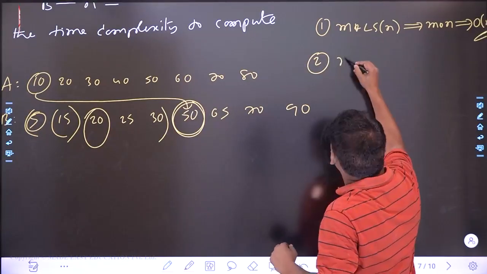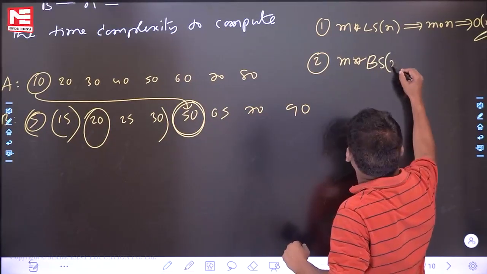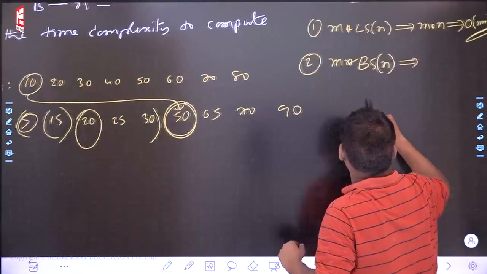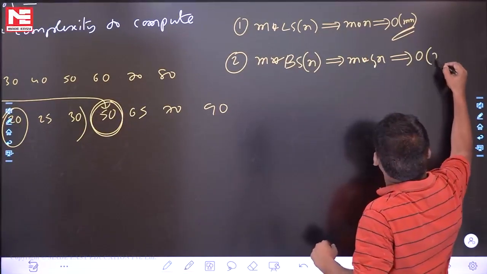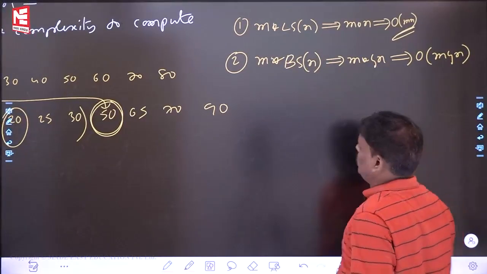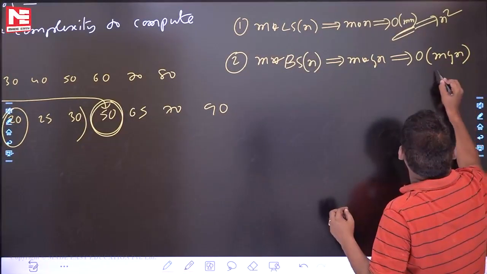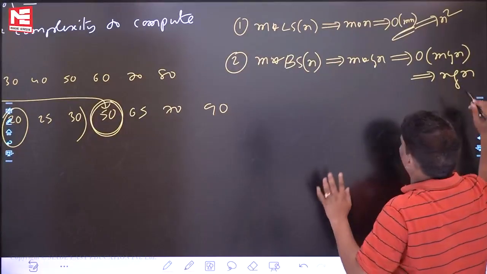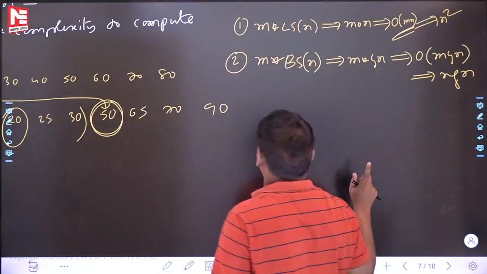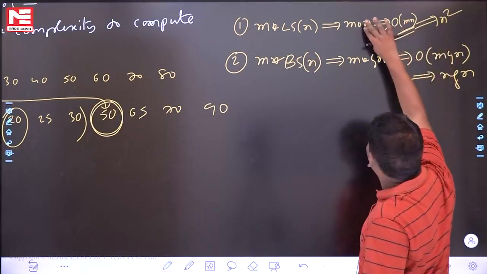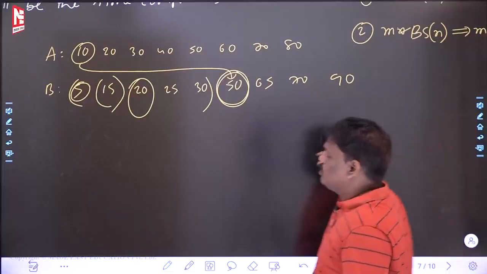The second algorithm is going to be M times binary search on N elements, in place of linear search. Binary search on N elements is log N, so M times log N, finally the answer is M log N. Suppose M is equal to N, the first will become N squared, this will become N log N. So the first algorithm uses linear search, the second uses binary search. This is N squared, this is N log N, better. Right? See one more interesting answer.